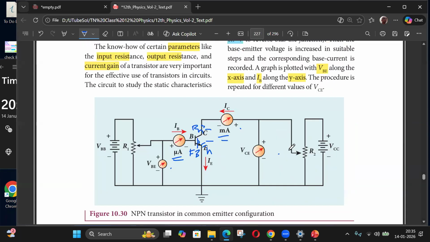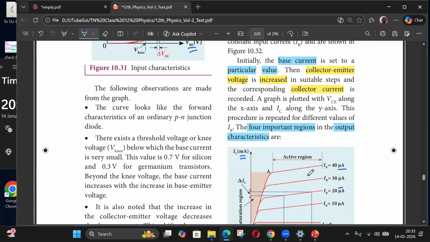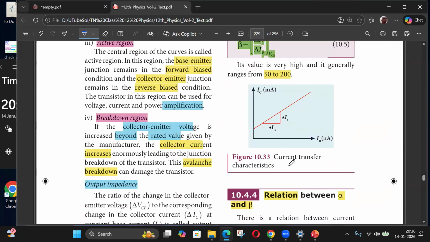One more is transfer characteristics, which is output and input, where the output terminal is the collector, IC. It's common base configuration, common emitter configuration. So the input current is IB. So how are IC and IB related? IC versus IB. IC will be in milliamps, even IE will be in milliamps, but base current will be small, in microamps.